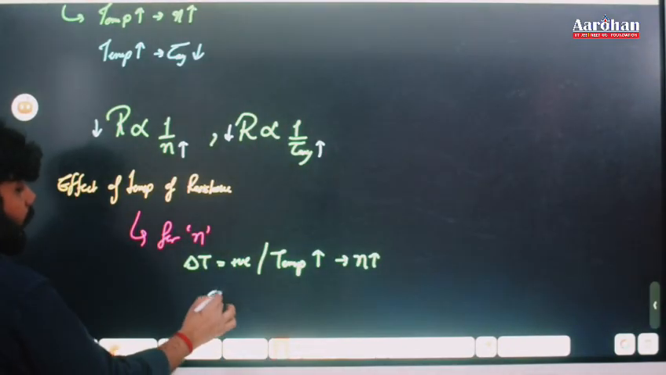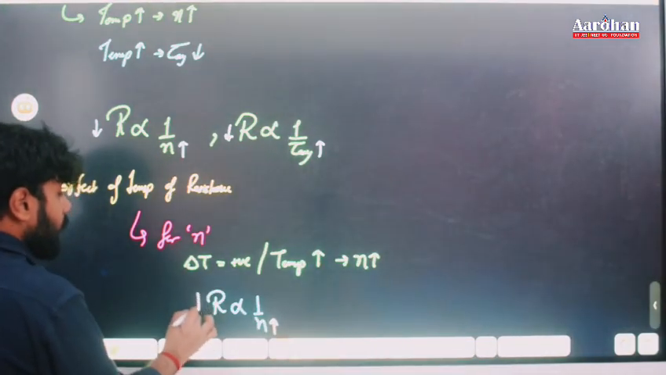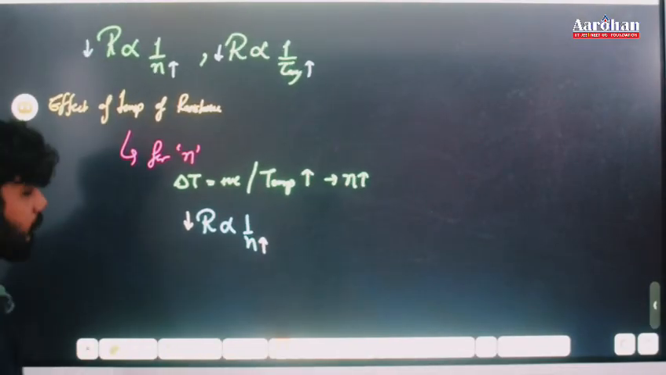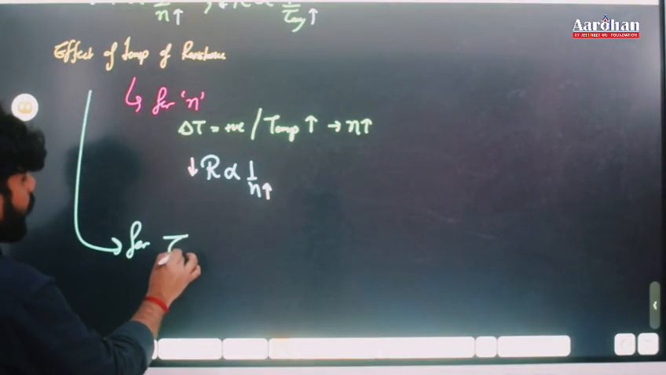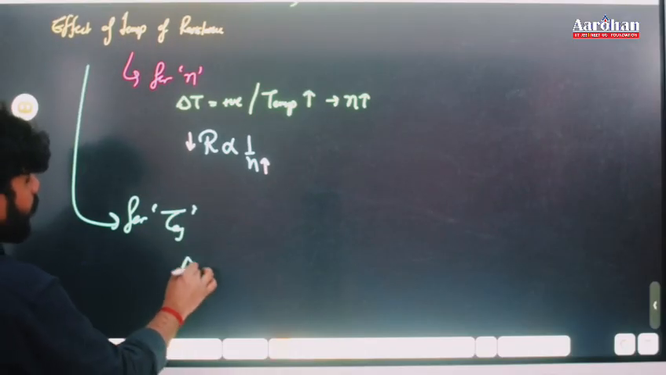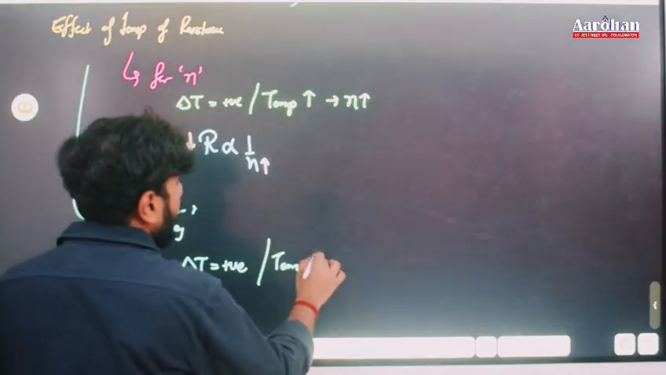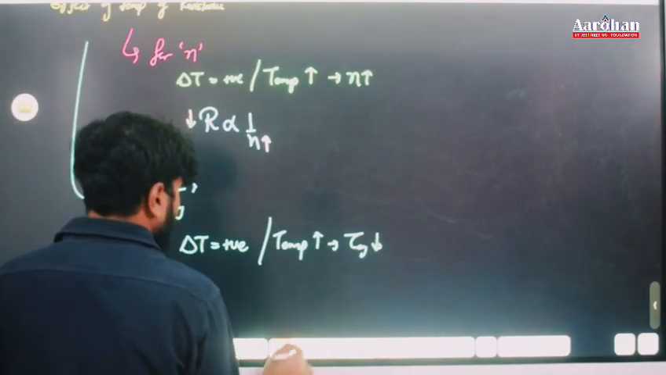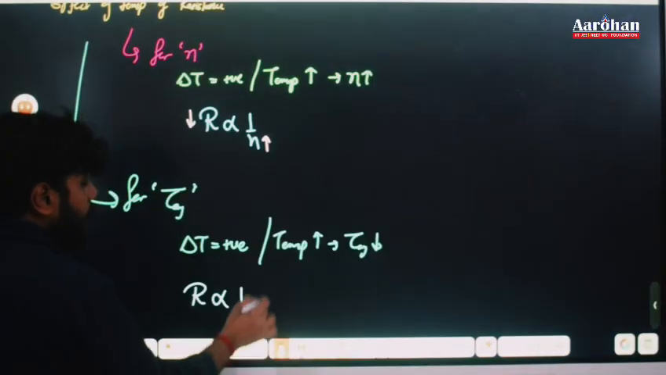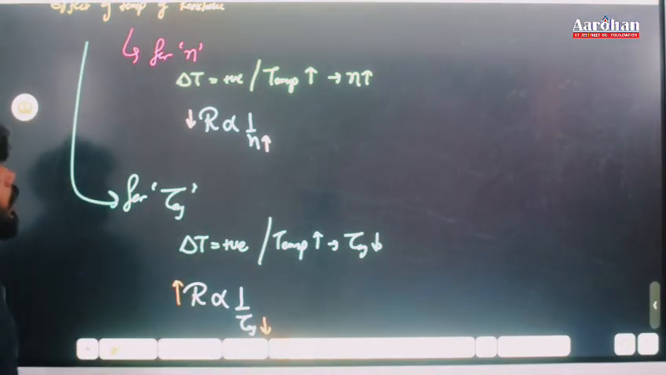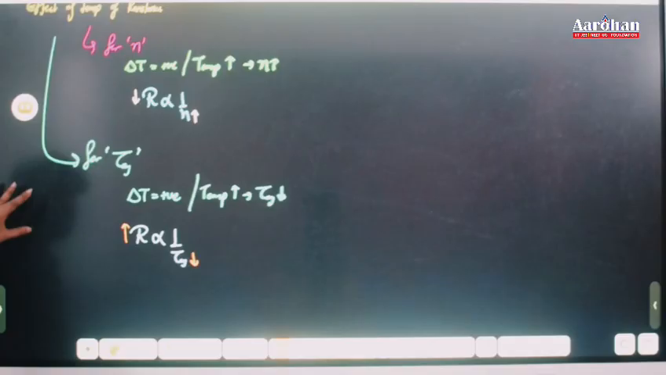And from the previous relation you can see, if free electron density is increasing, your resistance is decreasing. So one factor is trying to decrease the resistance. But for tau average, if the change in temperature is positive, the tau average decreases. And from the relation above, R is still inversely proportional to tau average. So if tau average is decreasing, R shall increase. So what I am implying is that on increasing the temperature, one factor is trying to decrease the resistance and one factor is trying to increase the resistance.